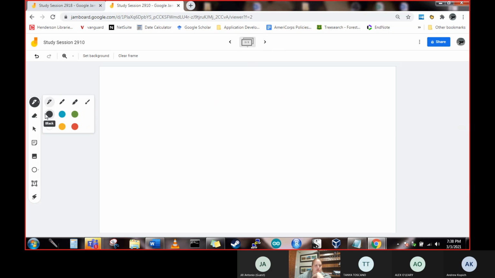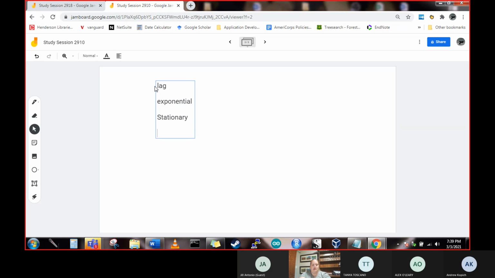I don't know if we've struggled with this. I think there was a quiz question on it. But just the 4 phases of growth curves: the lag phase, the exponential, the stationary, and the decline phases.